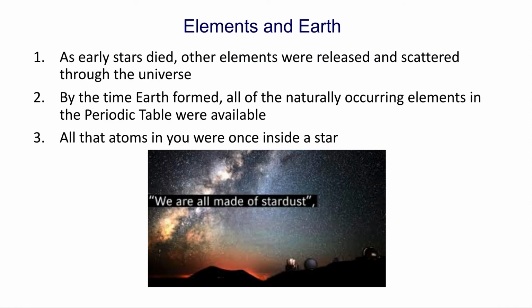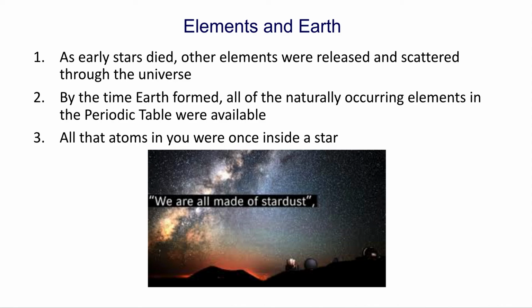Well, stars were made mostly of hydrogen and helium, but as they died, other elements were released and scattered throughout the universe. By the time the Earth formed, all of those naturally occurring elements that you learned about last year in chemistry and that were part of the periodic table, those were all available. Important elements including things like carbon, which is very important for life, and oxygen, those were available at the time that the early Earth formed.